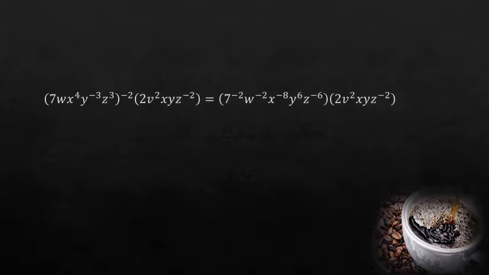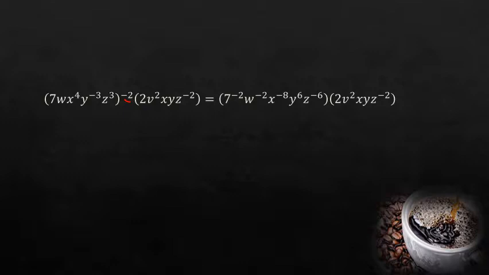The succeeding examples will now be using a sort of shortcut. We will not be showing the process of adding, subtracting, or multiplying the exponents. So we will just immediately do the addition, subtraction, or multiplication as the case may be. So let's say we have this: 7wx to the power 4y to the power negative 3z cubed, and that whole factor is raised to the power negative 2, and then we have 2b squared xyz to the power negative 2.